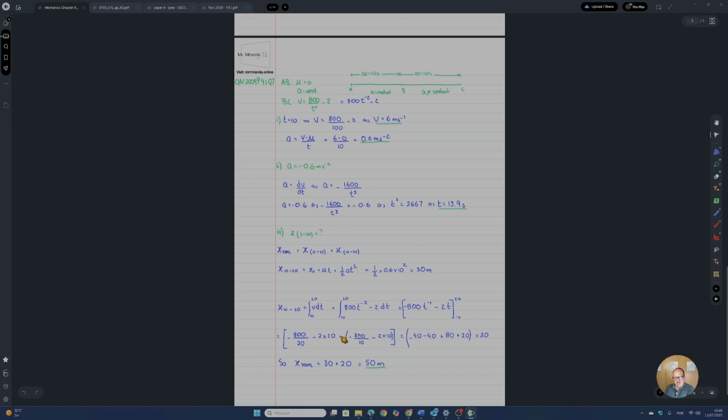Don't mess up with this minus, it's a common source of mistakes. This minus is minusing the whole expression over there, all right? And you have the result 20, okay? So 30 meters over here, 20 meters over here, so the total distance is 50 meters.